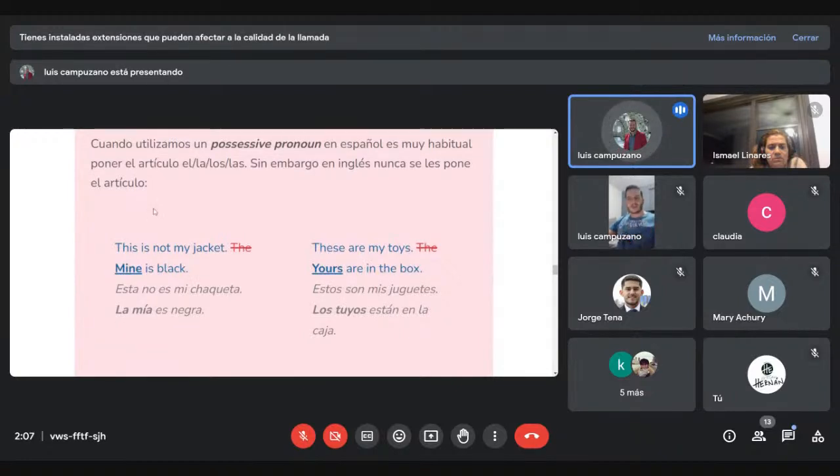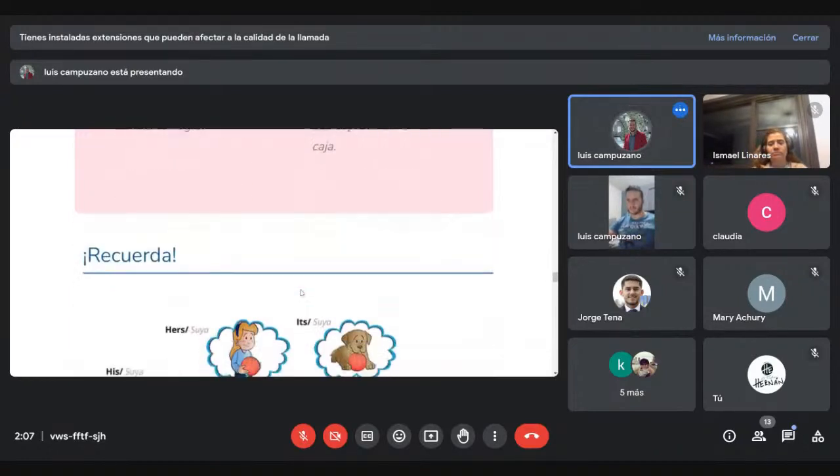En español es muy normal que utilizamos el artículo el o la, pero en inglés no. For example, this is not my jacket. Mine is black. No, not the mine is black. Another example is, these are my toys. Yours are in the box. So be careful with that.